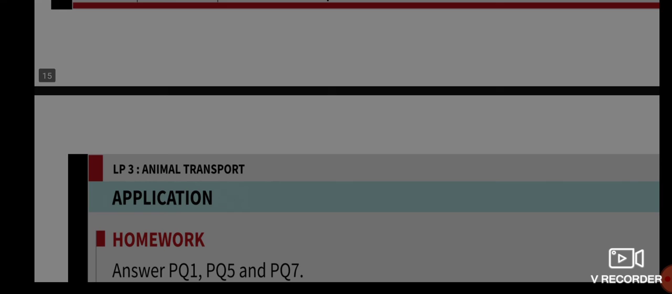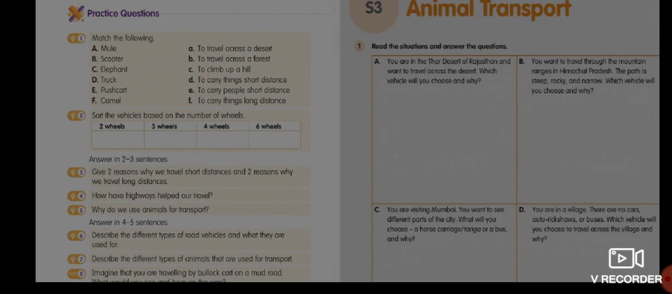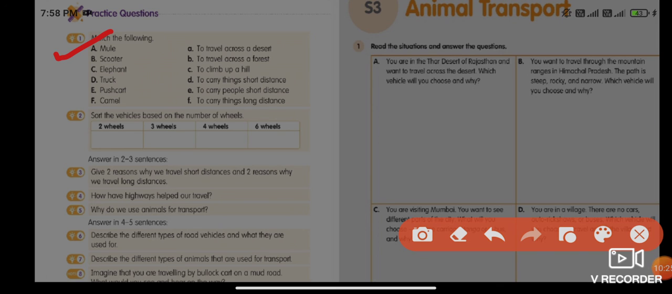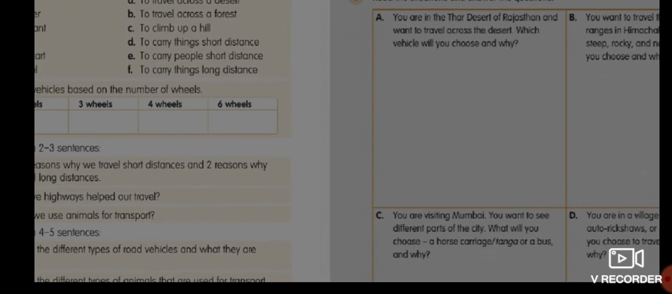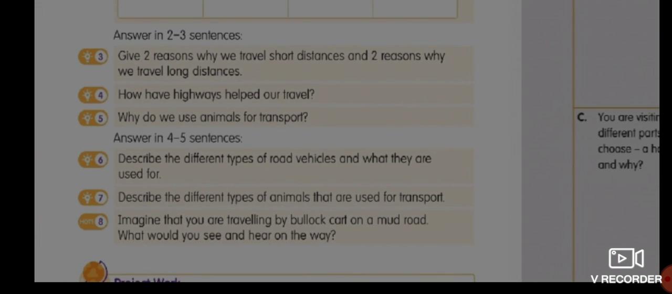Okay, now for today, practice questions number 1, 5 and 7 are your homework, along with your worksheet S3. Question number 1 is match the following. Question number 5 is, why do we use animals for transport? Question number 7, describe the different types of animals that are used for transport.